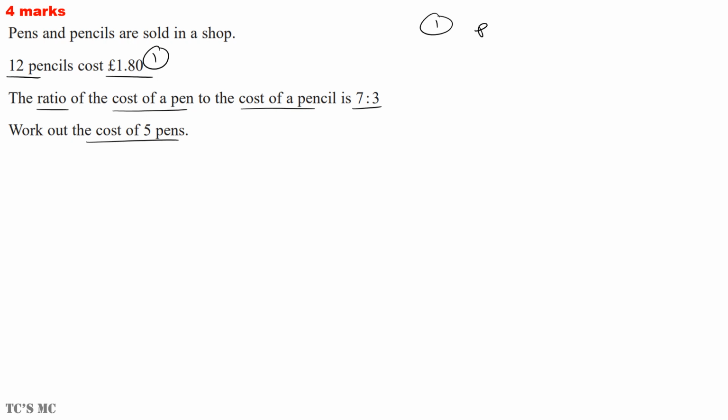We have pencils and we have the cost. 12 pencils cost £1.80. Always start with what you know. We want the cost of 1 pencil. To go from 12 to 1, we need to divide by 12. Do the same on this side.